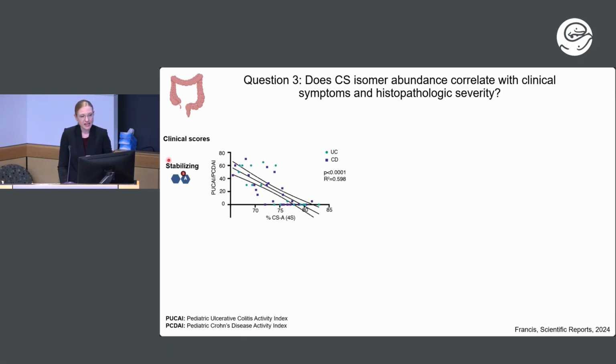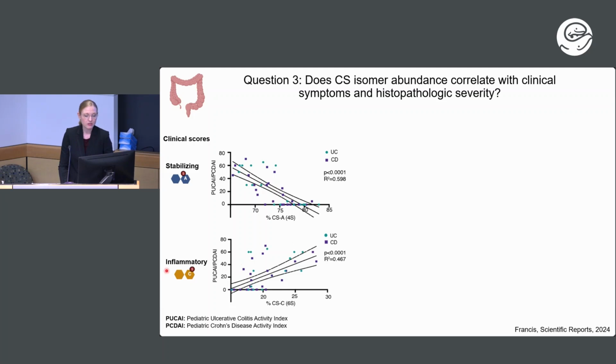So again, CSA, the stabilizing isomer: the higher the CSA content, the lower the disease activity scores. Conversely, the lower content of CSA, the stabilizing isomer, is associated with more severe clinical disease. Same is true for the inflammatory isomer. I'm showing CSC here. Higher amounts of this inflammatory isomer are associated with higher disease activity scores.